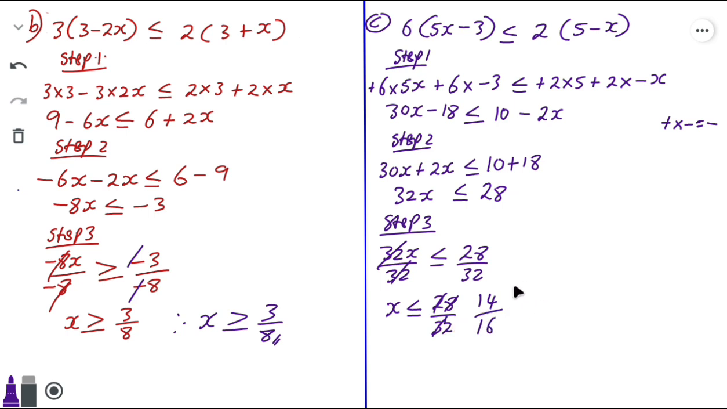We can still simplify further using 2 to divide both sides. Using 2 to divide, 14 will give us 7 and 16 is 8. Therefore, x will be less than or equal to 7 over 8. So this will be our final answer for the third question. Let's move to the fourth question.